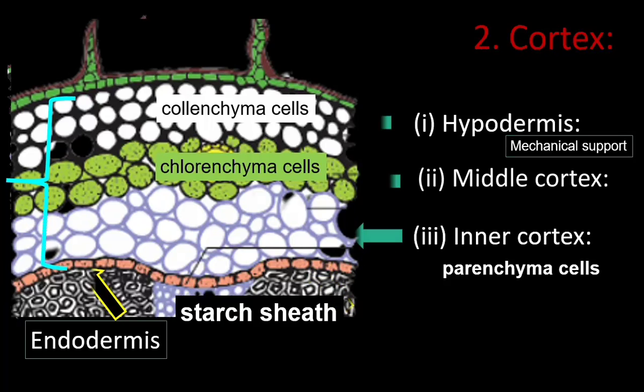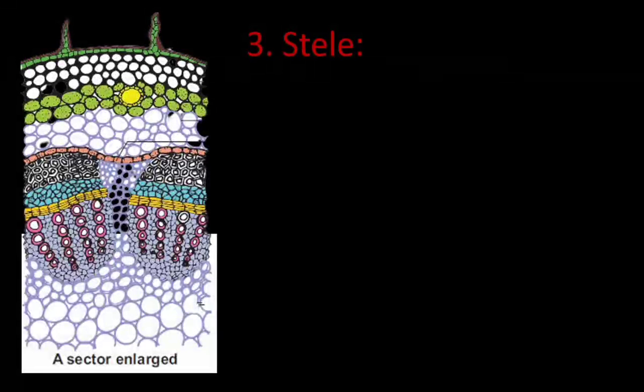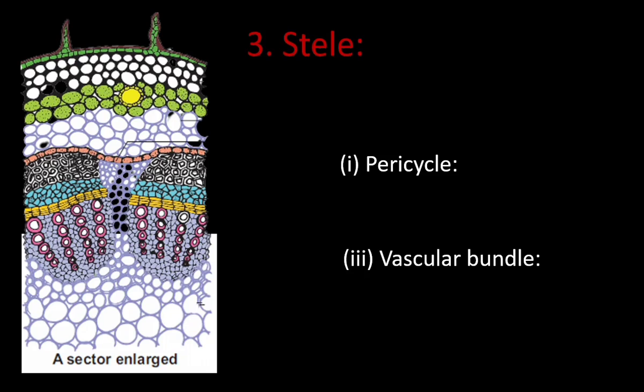All the components inner to the endodermis form stele. Stele forms the third part of internal structure of dicot stem. Stele is made up of pericycle, vascular bundle. Above the vascular bundle there is bundle cap. At the center there is pith. Pericycle, vascular bundles. Above the vascular bundles, bundle cap is present. At the center there is pith. These four are the components of stele.